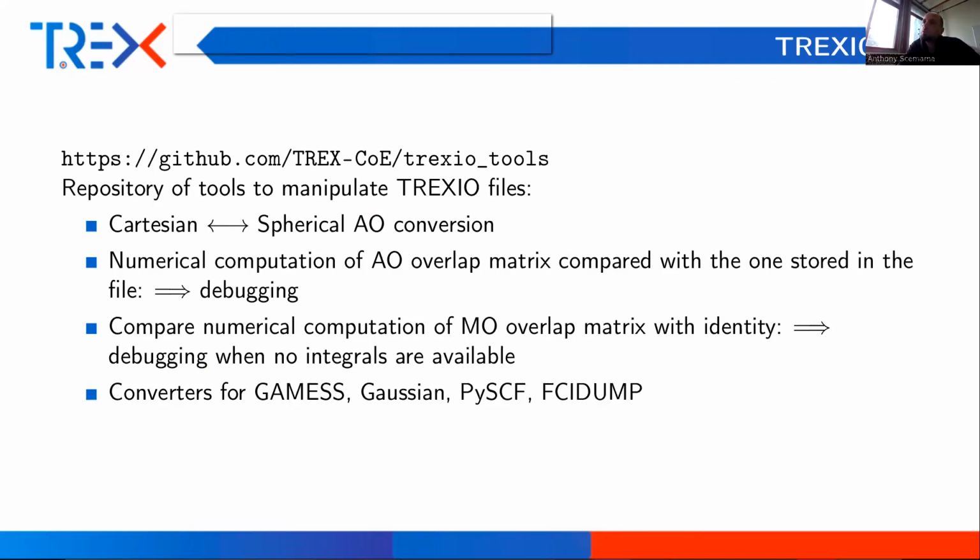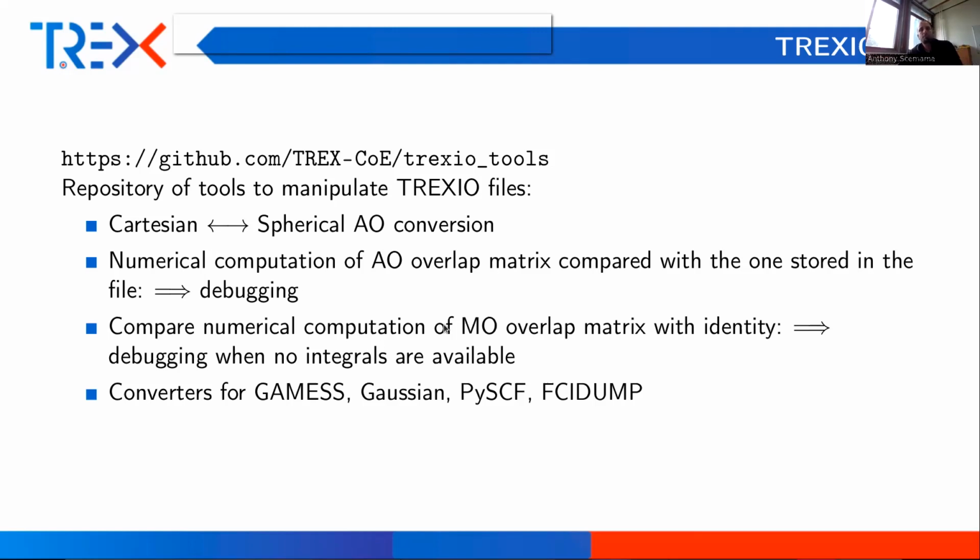Okay, so we also work on another Git repository, which is TREXIO tools. It's a little repository of tools to manipulate TREXIO files. For the moment, we have just a few tools, like one to convert from Cartesian to spherical atomic orbitals, because sometimes we have codes that are able to compute only in spherical or only in Cartesian. So it's convenient to have a tool that can convert from one to another.